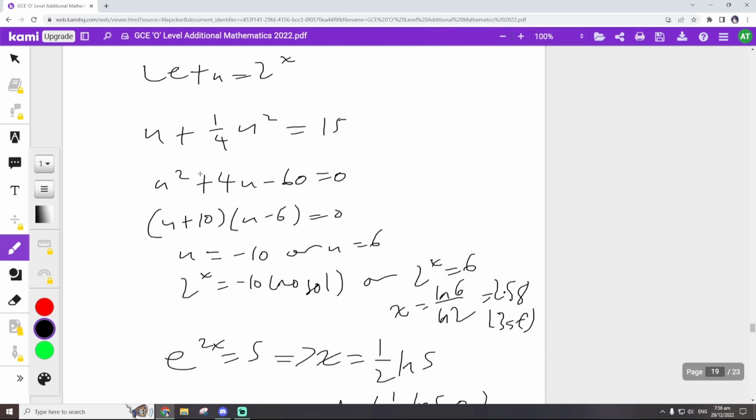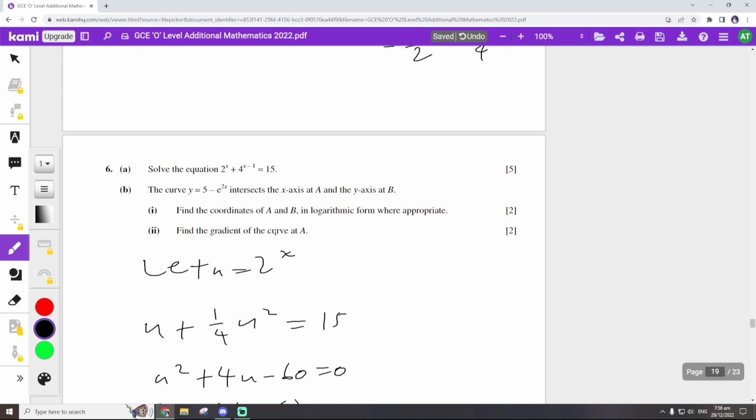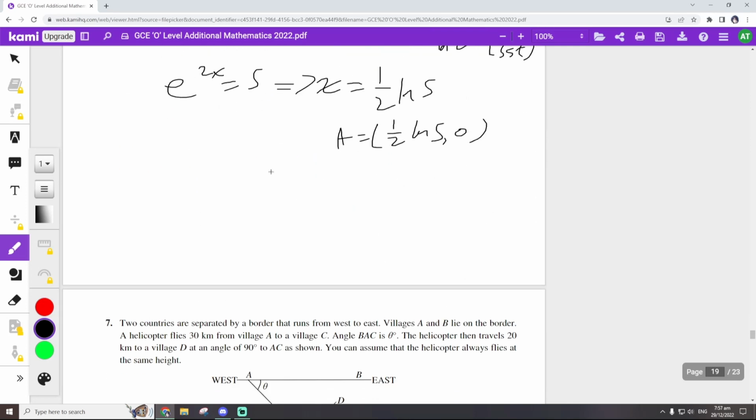What about the y-axis at B? Well, that's quite simple also, right? Because all you need to do is substitute x equals 0, and you'll get 4. So B equals 0, 4.